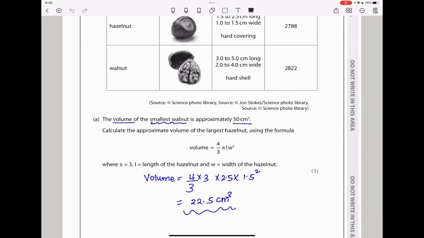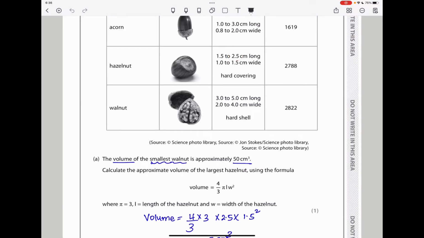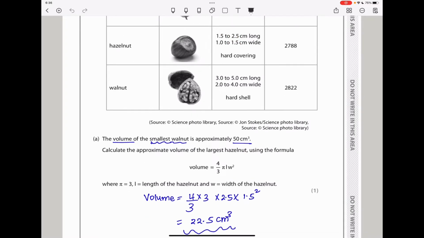So they say the volume of the smallest walnut is approximately 50 centimeters cubed. Calculate the approximate volume of the largest hazelnut using the formula here. So they've given us that volume is equal to 4/3 pi L W squared. They've given us what pi is. They've given us the length, and then they've given us everything. So I'm just going to fit into this equation, keeping in mind that they want the largest hazelnut. So you go back to the hazelnut, and since we are inputting length and width, we have to go to the largest. Down here, you can see that is 2.5 as well as 1.5. Those are the values we're going to use.